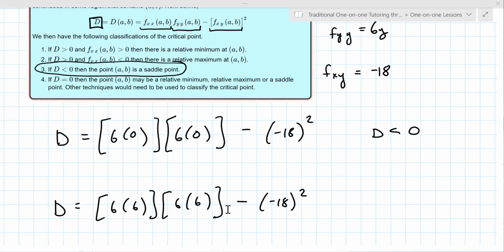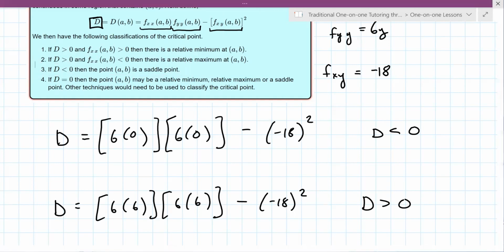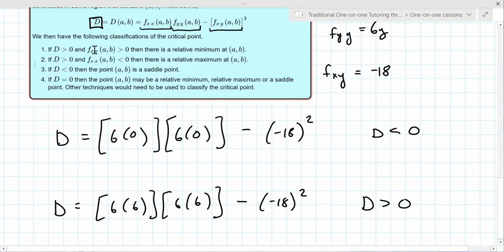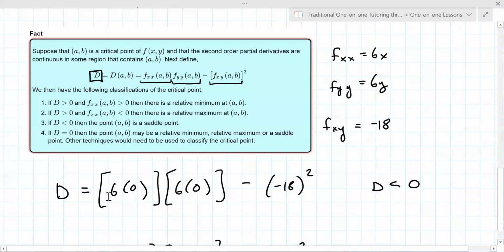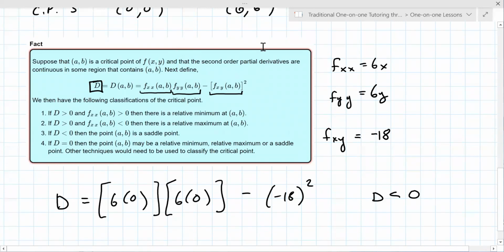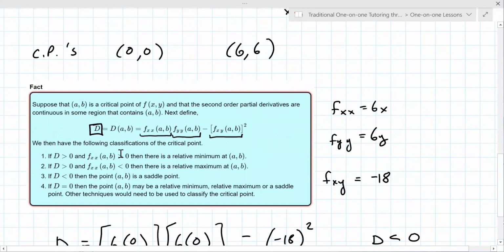It's 972. So D is greater than 0, which doesn't help because it means that it could be a min or a max. So notice it comes down to the value of fxx. If fxx is greater than 0, then it's a relative min. If fxx is less than 0, then it's a relative max. So fxx is this 6x, but because you're testing it at the critical point 6, 6, it's positive, so it's a relative min.